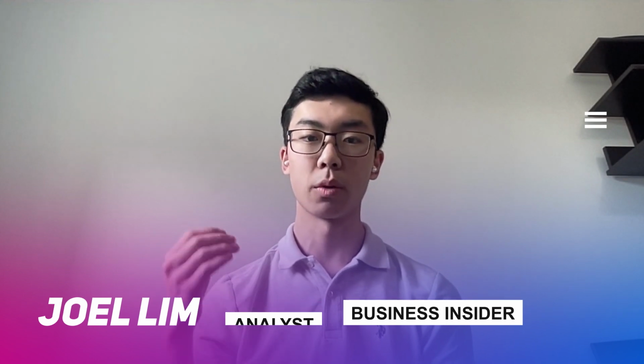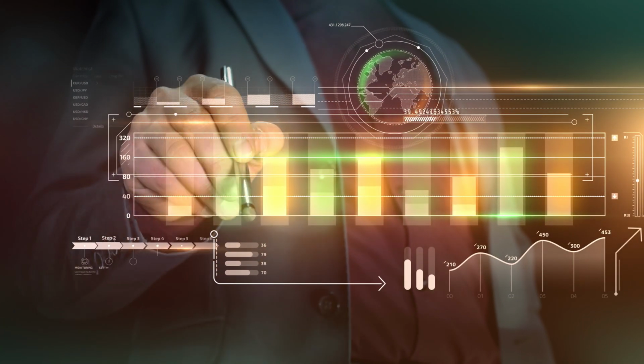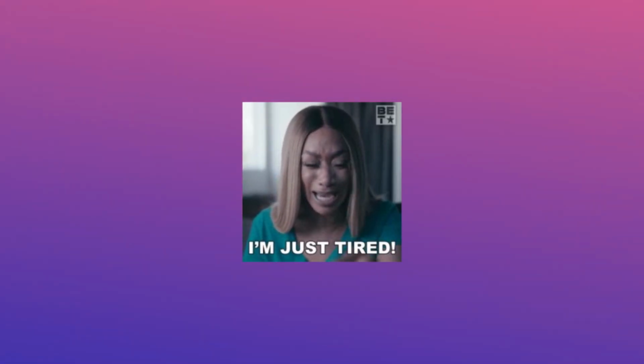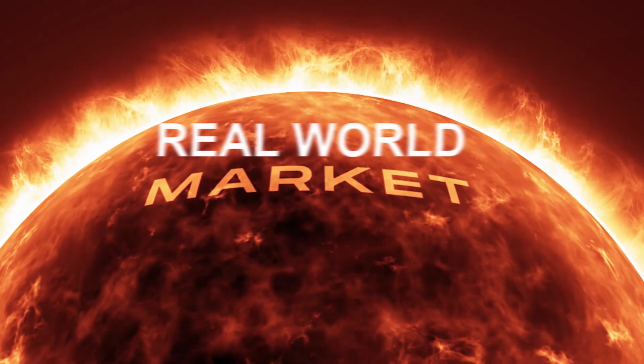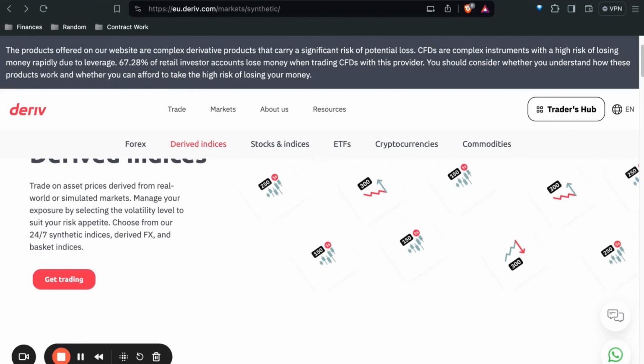Today, we're exploring a trading instrument that's been gaining a lot of attention recently, the Deriv synthetic indices. If you're tired of the unpredictability of the real world market, this just might be the right thing you're looking for. Let's dive right in and find out everything there is to know about the Deriv synthetic indices. First things first, what exactly are Deriv synthetic indices?